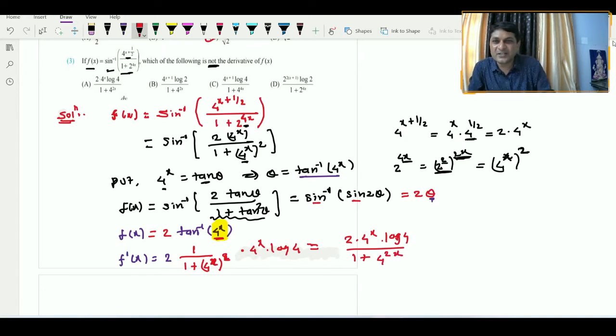Now here easily we can say that this is nothing but option A, isn't it? This result is nothing but option A. But the question is to find out not the derivative. This is the derivative, so since the question asks for not the derivative, option A is wrong.